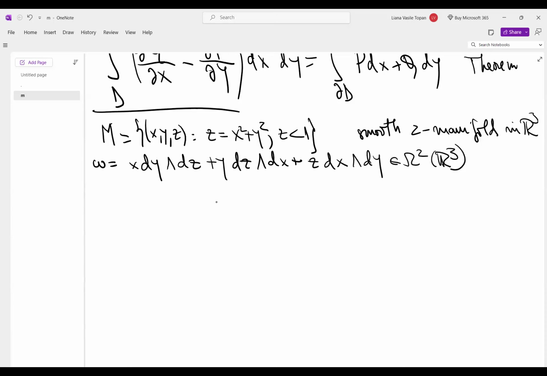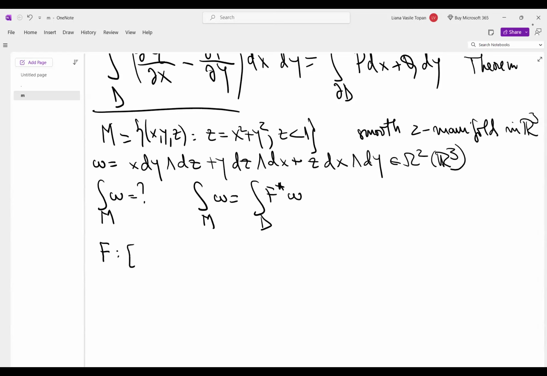And we would like to compute the integral over M of this form. So we want to evaluate the integral of omega over M. So we are going to parameterize here, okay? So this is what we are going to do. We are going to use that the integral of omega over M is the integral of the pullback by some function that parameterizes over a domain of R squared, okay? Now, let's see what this function can be.